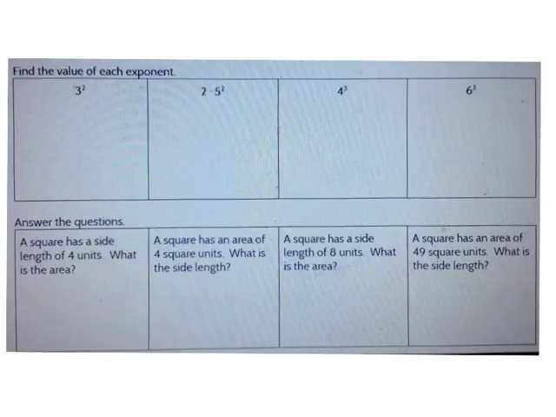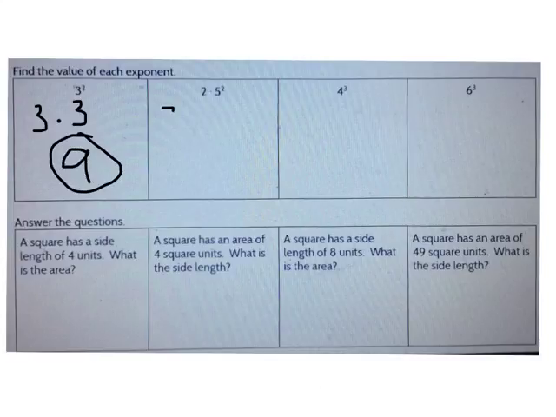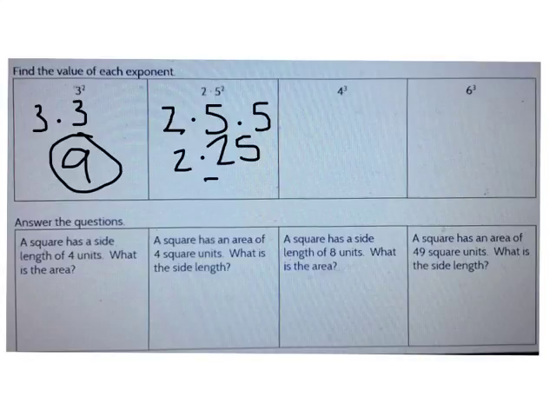We also talked about squares and cubes in this unit. Let's start by finding the value of each exponent. 3 squared means the same as 3 times 3. What's 3 times 3? It's 9. 2 times 5 squared is the same as 2 times 5 times 5, or 2 times 25. What's the value of 2 times 5 squared? It's 50.